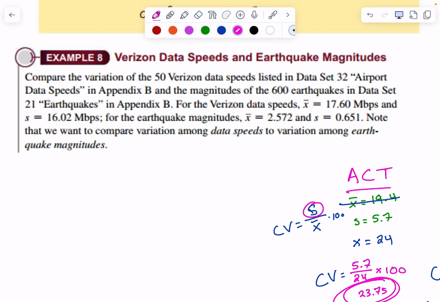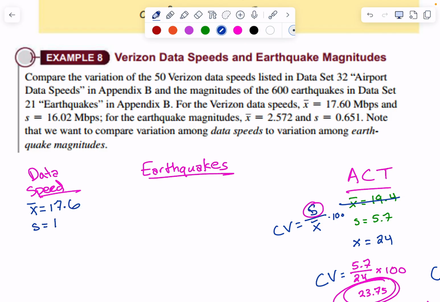Verizon data speeds and earthquake magnitudes. They have two things going on: data speed and earthquakes. Here are the two things that we're comparing, and I want to know which one has more variation, which one is less reliable, or more variable. Verizon data speed is 17.6 for an average with a standard deviation of 16.02. And earthquakes had a magnitude of 2.572 with a standard deviation of 0.651.